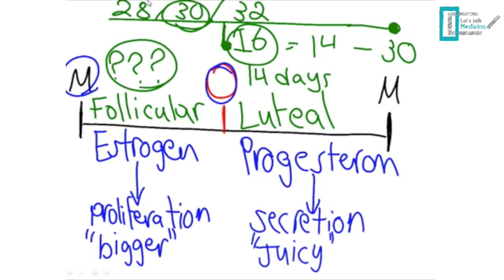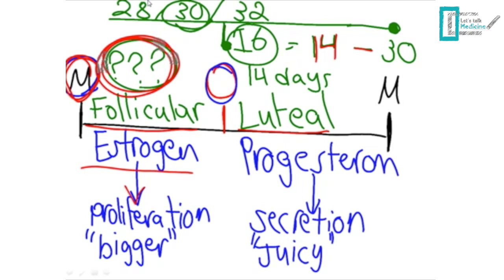Okay, let's just revise what we just said. Number one thing you need to know: the first event of the menstrual cycle is menses. We have two phases: the follicular phase and the luteal phase. Which phase is variable? The follicular phase. Very good to know. How do we know when ovulation is? We take the days of the cycle and subtract 14, which is the days of the luteal phase. The follicular phase has estrogen, which gives us proliferation of cells, and the luteal phase has progesterone, which will give us secretion, a juicy endometrium.